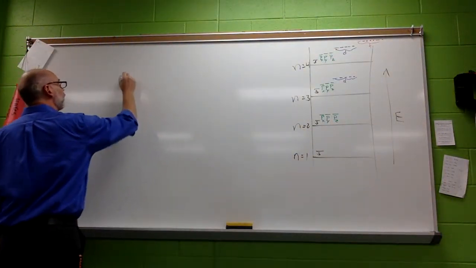Let's look at sodium. Two electrons in the 1s. Two electrons in the 2s. Six electrons in all of the 2p's, right? One electron in the 3s. You see where I'm going with this? The periodic table is set up for the electron configurations.